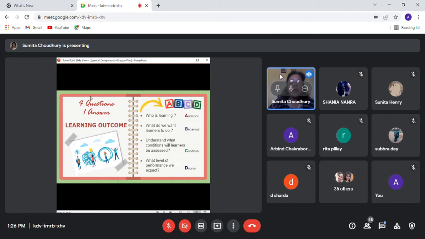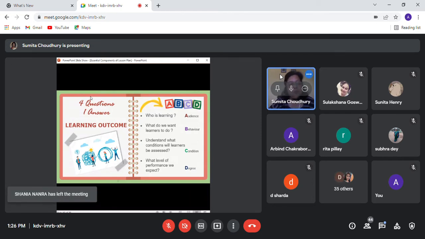Understand under what conditions learners will be assessed. This gives us the condition. When I take an assessment, in any form, I should know whether they have understood only part of the lesson or have completed the lesson. Or is it a revision assessment, or just an activity to engage the class and make it interesting?